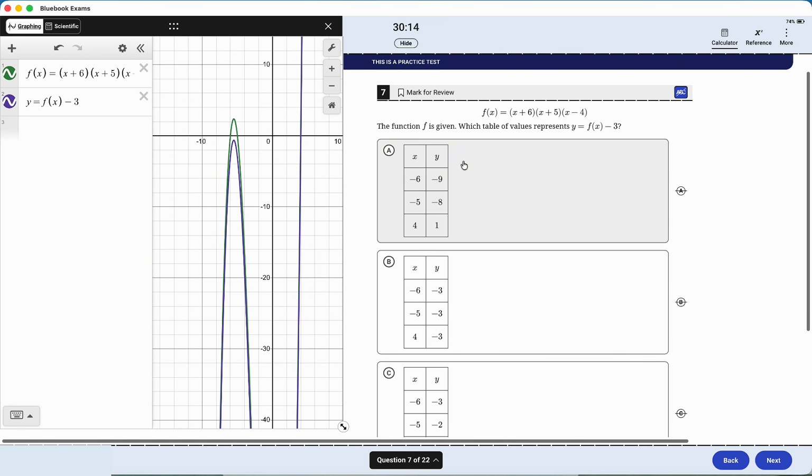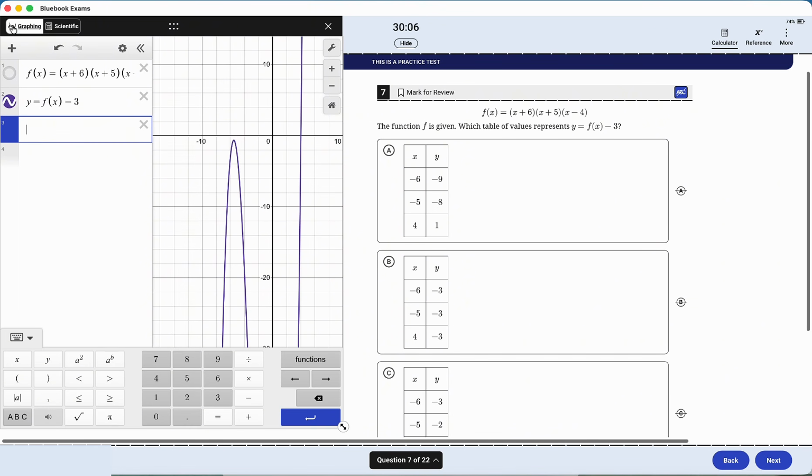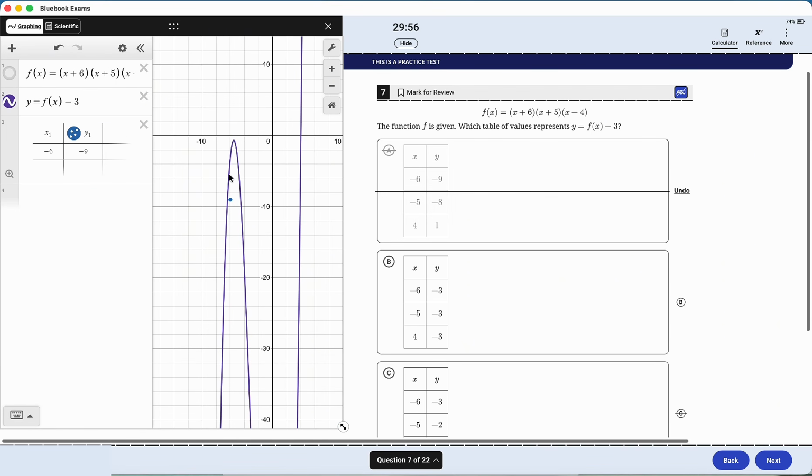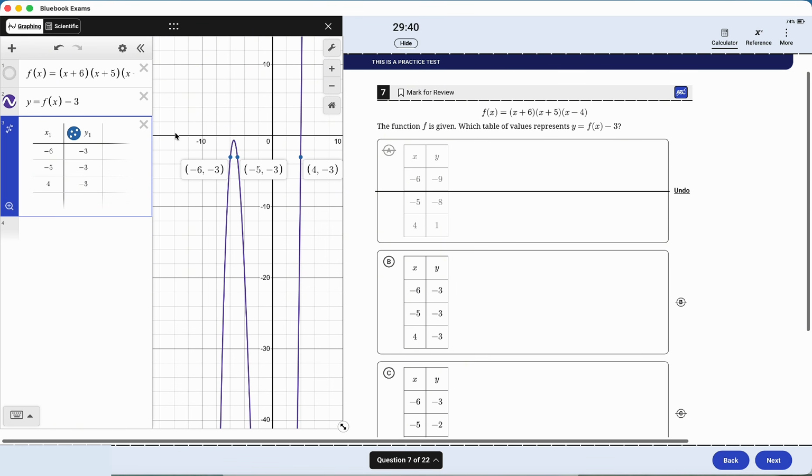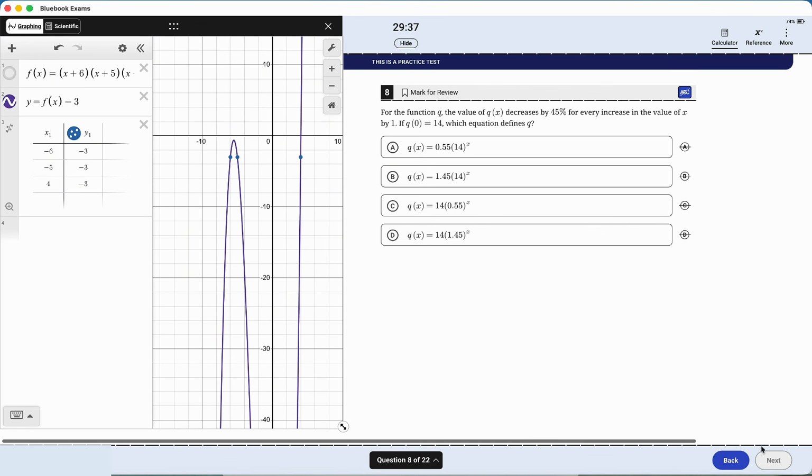So down 3 units. They want to know which table represents this transformed one, right? So I don't want to look at the original one. I can turn that off. I want to see this one, right? There's a bunch of easy ways you could do this, honestly. But I can just put in a table and put in answer choice A, and right away I see that point is not on this transformed one, right? So that's not it. So I can do -6, -3, that's on there. I can do -5, -3, that's on there. And then I can do -4, -3, that's not on, or, well, it wasn't -4, it was 4, 3. There we go. So all 3 points for answer choice B are on the transformed one, so that's correct, right?